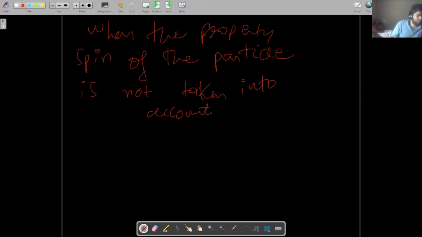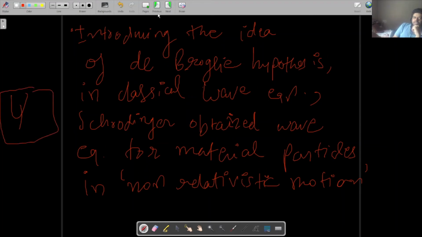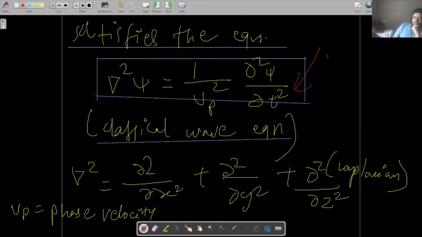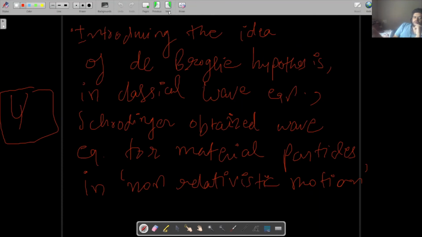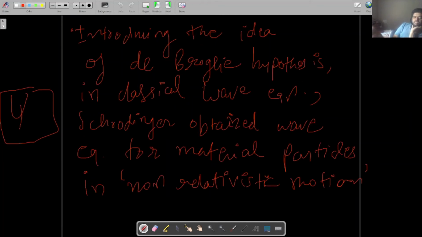Okay, so what did Schrodinger do basically? He introduced the idea of the de Broglie hypothesis that every particle has a wave associated with it. He put the value of psi, the matter wave, in the classical wave equation. After putting the value of psi in this classical wave equation for material particles, he obtained the Schrodinger wave equation. But the thing is that he did so for non-relativistic motion.